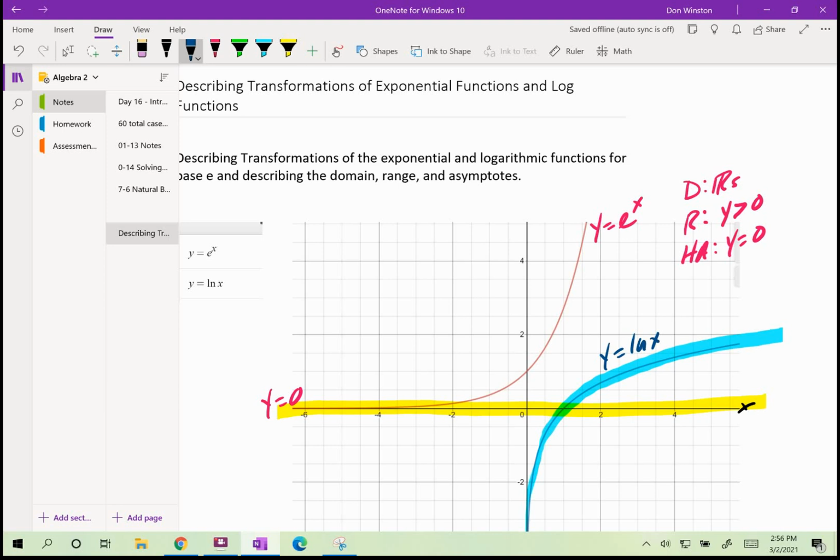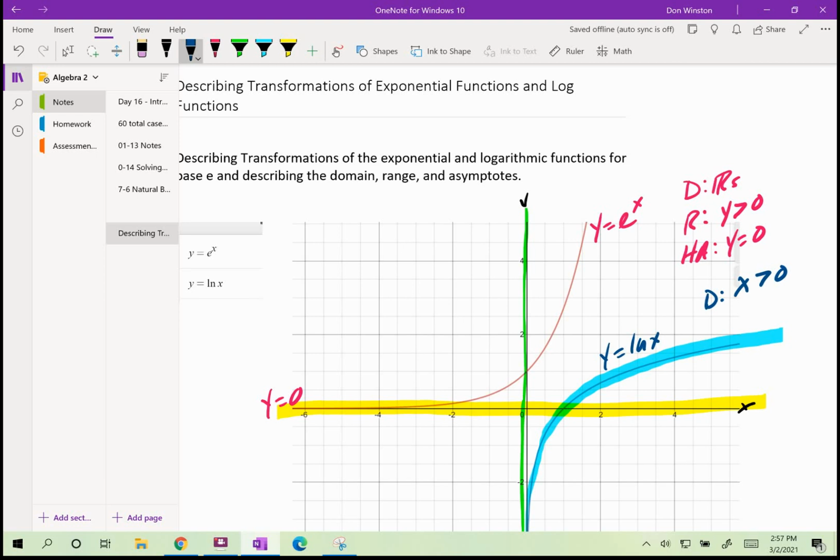So the domain for that function, notice here I have a vertical asymptote right here. So that function y is equal to the natural log of x will never cross the y-axis. Okay, it has a vertical asymptote. So the domain of that function is going to be x is greater than 0.